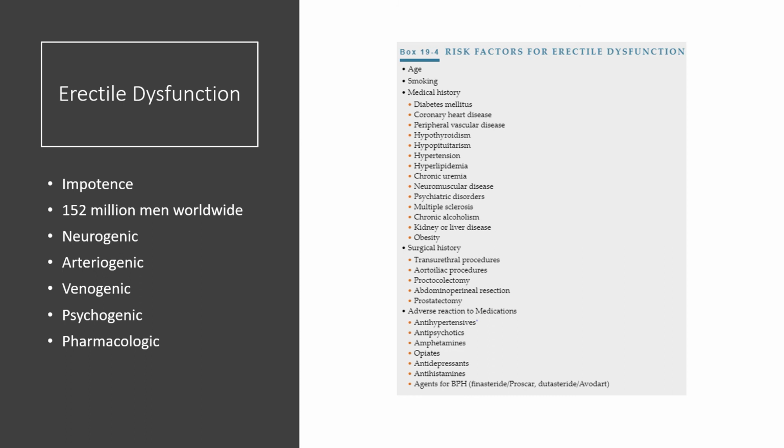Listed on the slide here are different risk factors for developing ED. The underlying etiology is relatively unknown. However, it can be associated with a neurogenic, arteriogenic, venogenic, psychogenic, or pharmacologic effect. So in 70% of men younger than 35, the cause is psychogenic, actually.